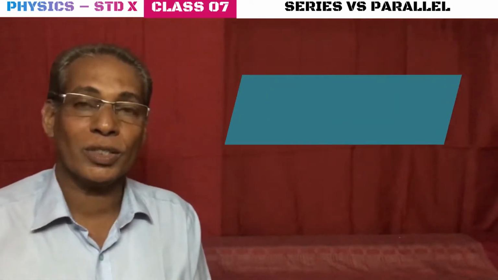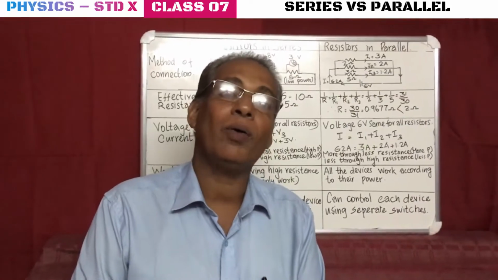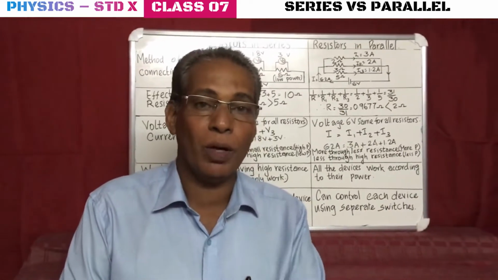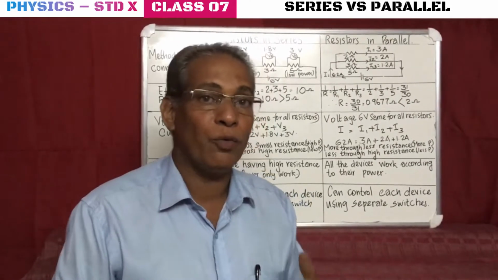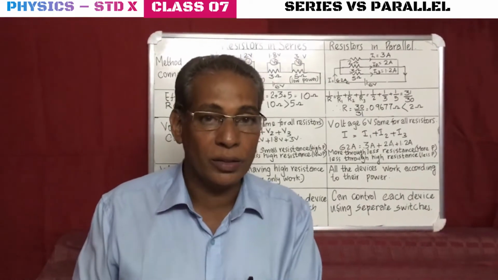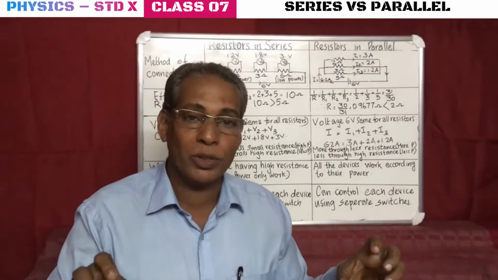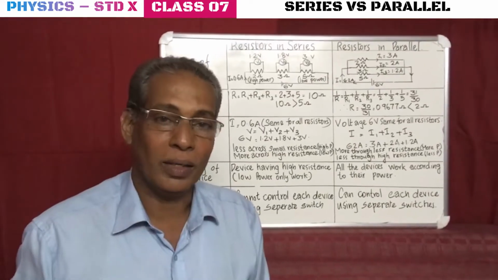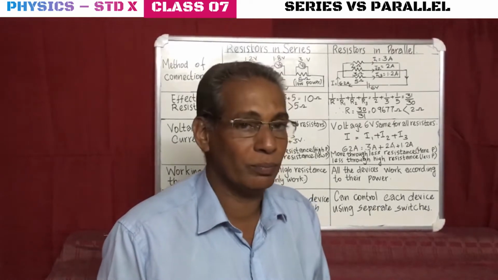So we can name this class resistors in series versus parallel. We have considered a typical example of three resistors, 2 ohms, 3 ohms and 5 ohms, connected in series and the same connected in parallel, and we have understood some situations on that. It is listed on this board, so we can compare these two. Let us see.